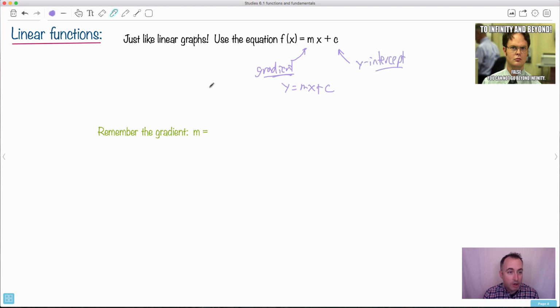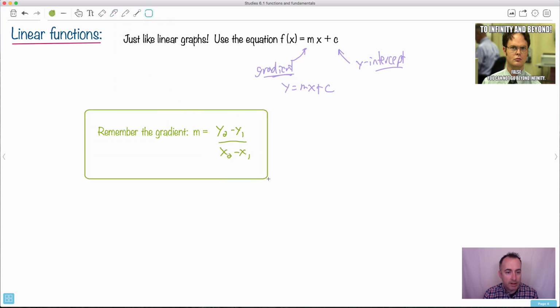So there we go. Remember the gradient equation? You can look it up, right? But gradient is always y2 minus y1 over x2 minus x1. This is your equation for the gradient. Don't forget that. Because this still works. You can still find that little m. That's still the gradient, no matter how you look at it. So let's see if we can do an example.